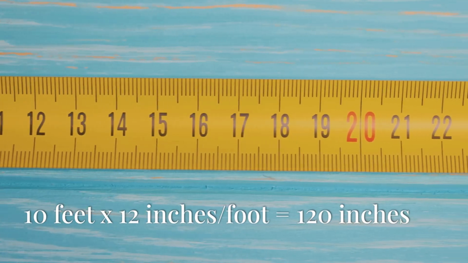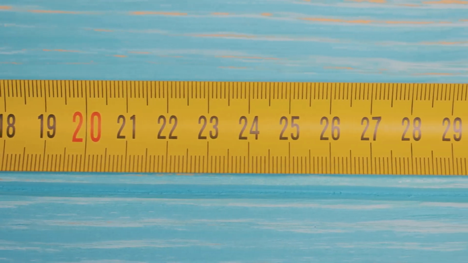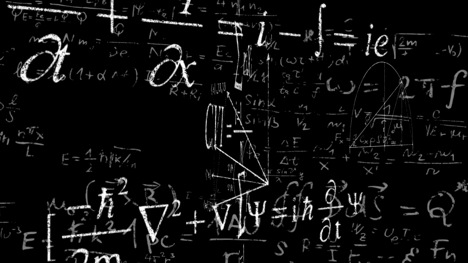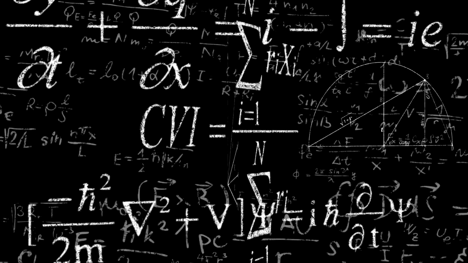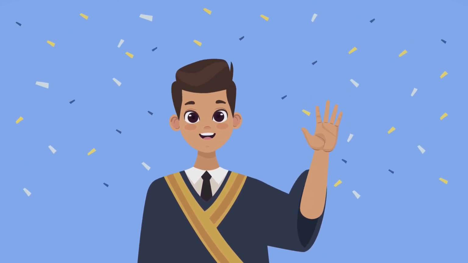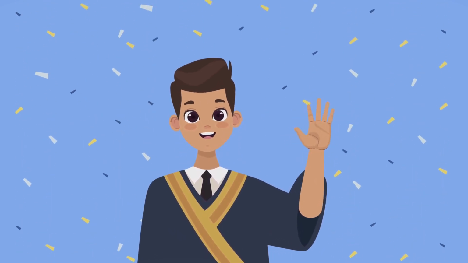So, 10 feet times 12 inches per foot equals 120 inches. This simple multiplication gives us the total length in inches. See how the feet units cancel out, leaving us with inches? This is a crucial step in ensuring our conversion is accurate. That's the magic of unit conversions. They allow us to switch between different units seamlessly, making our measurements more versatile.